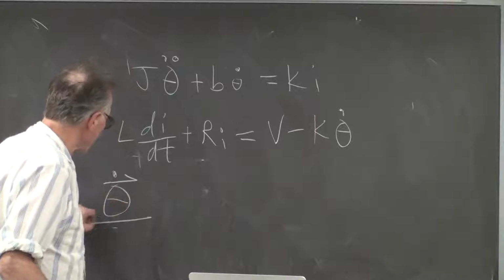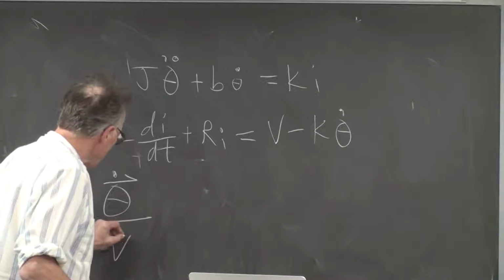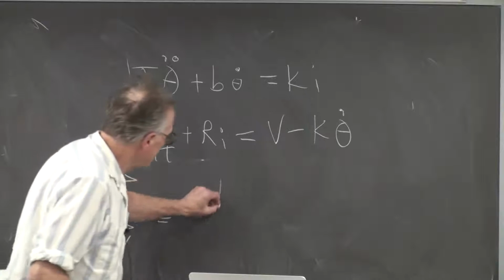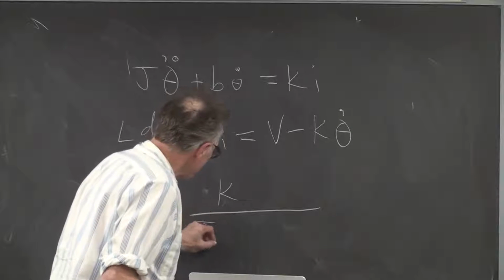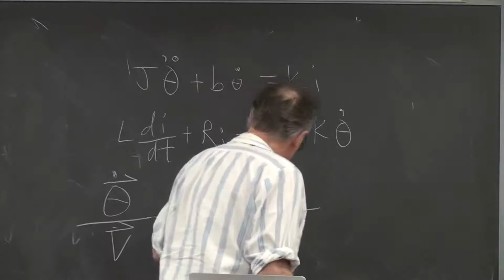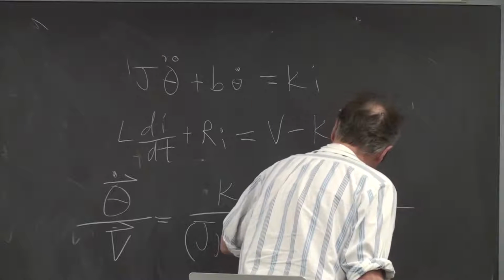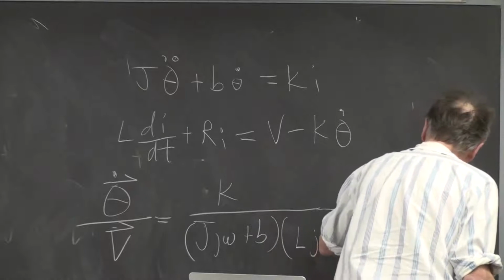that the vector theta dot, so now this is a complex number, right? It's phase plus magnitude, that the ratio of the angular velocity to the voltage is given by K over (J j omega plus B) times (L j omega plus R) plus K squared.